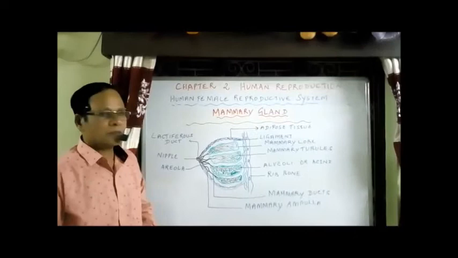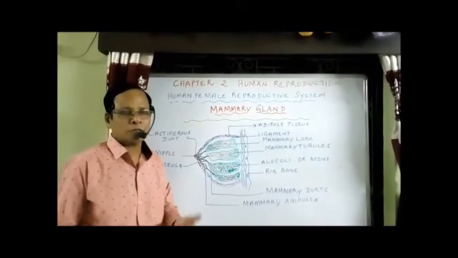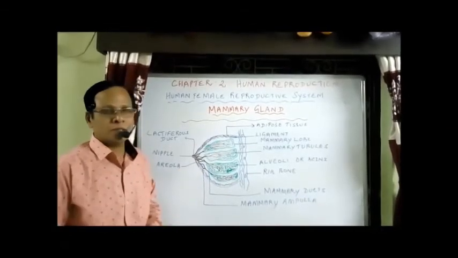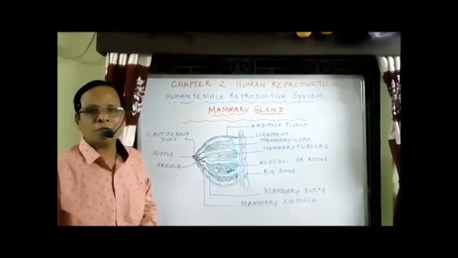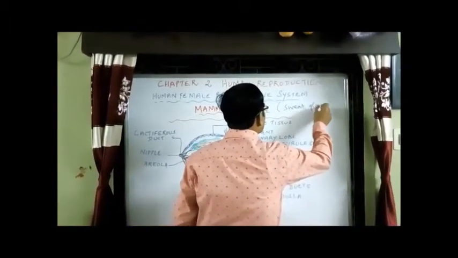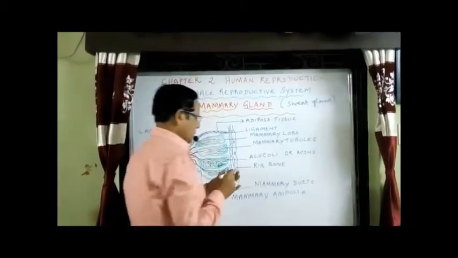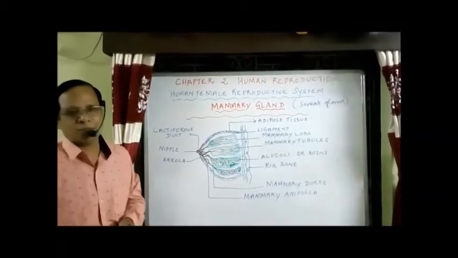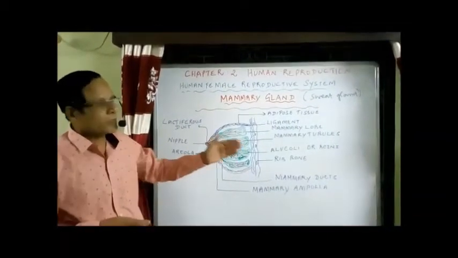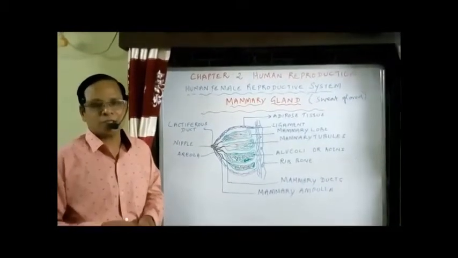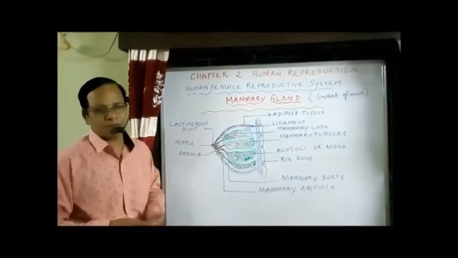In female, the gland which is integrated with the female reproductive system is the mammary gland. Now this mammary gland is a modified sweat gland. In the course of development, it is formed from the sweat gland. So it is present in both males and females, but in the male it is rudimentary and in the female it is functional.